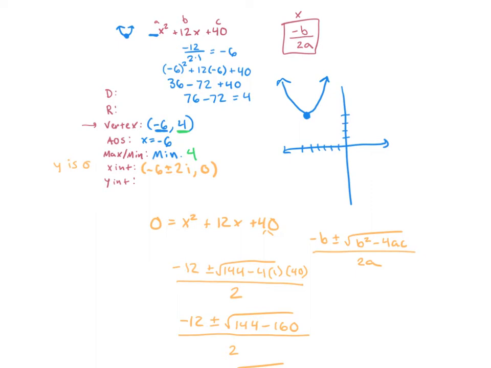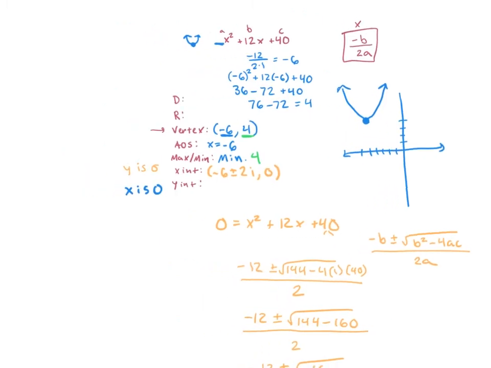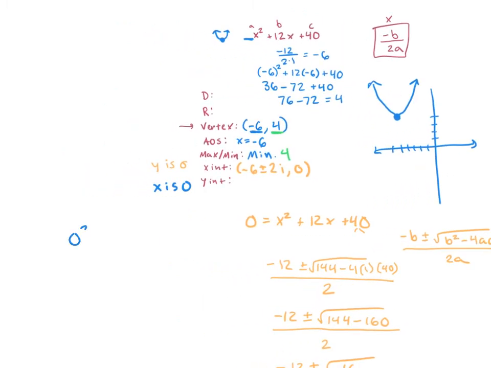How do we find our y-intercept? If we plug in 0. Putting in 0 for the x's. Perfect. So x is 0. So when we plug in 0 for our x, we have 0 squared plus, just end up as 40. Yep. So this would be 0, 40.